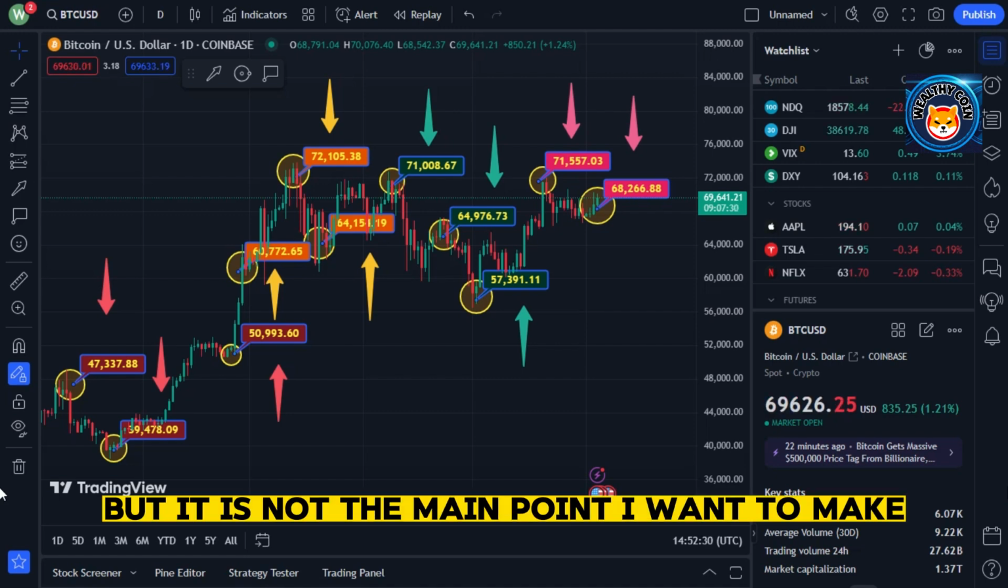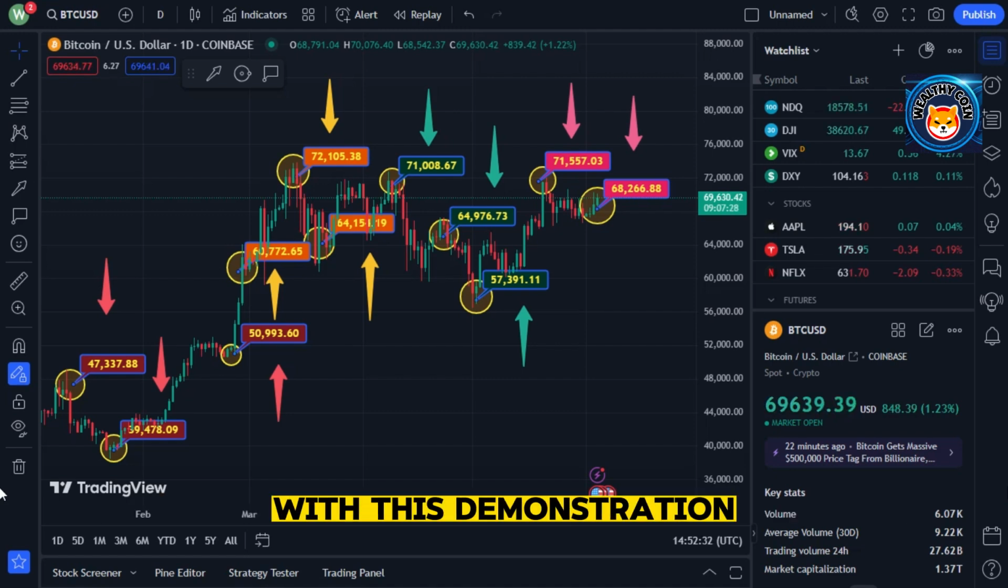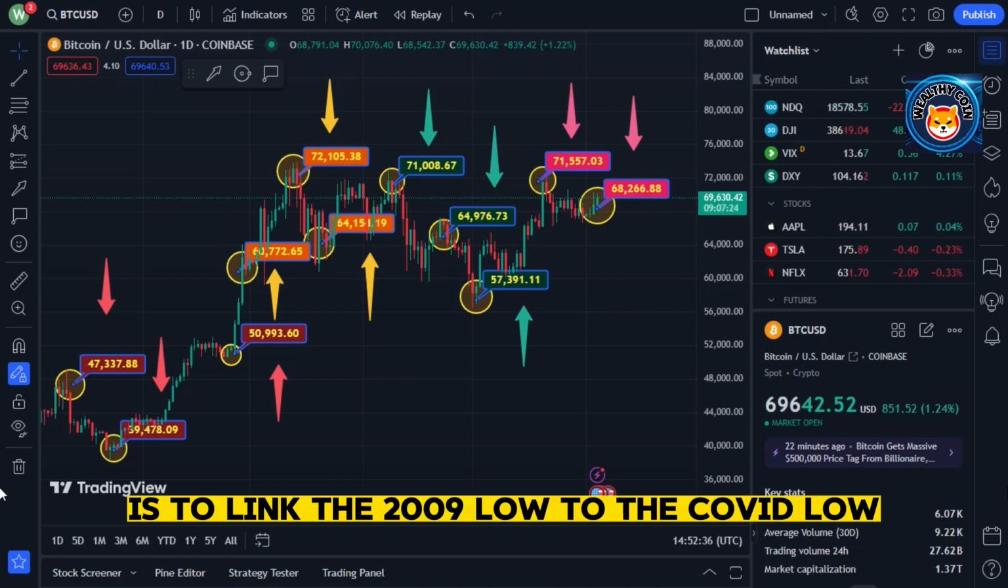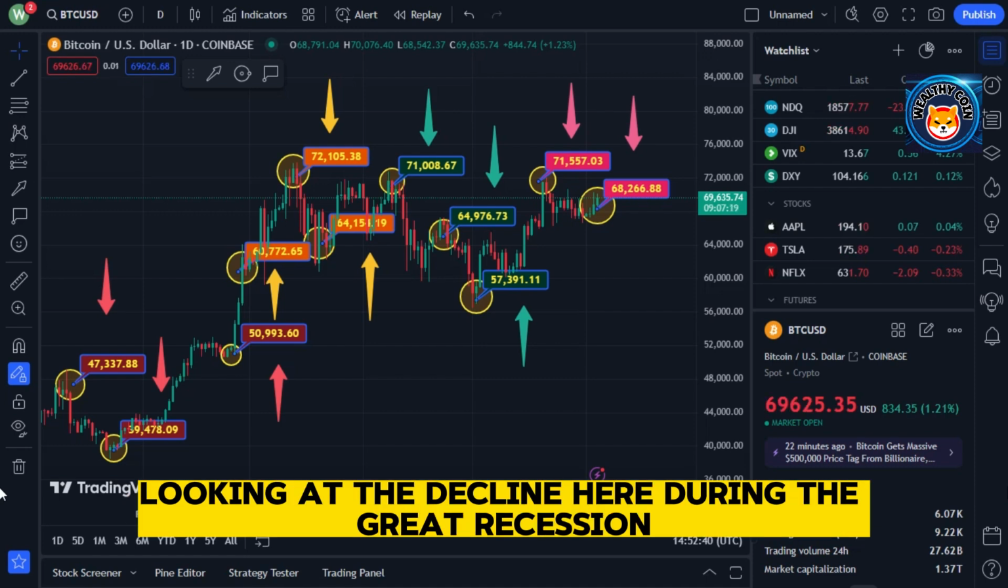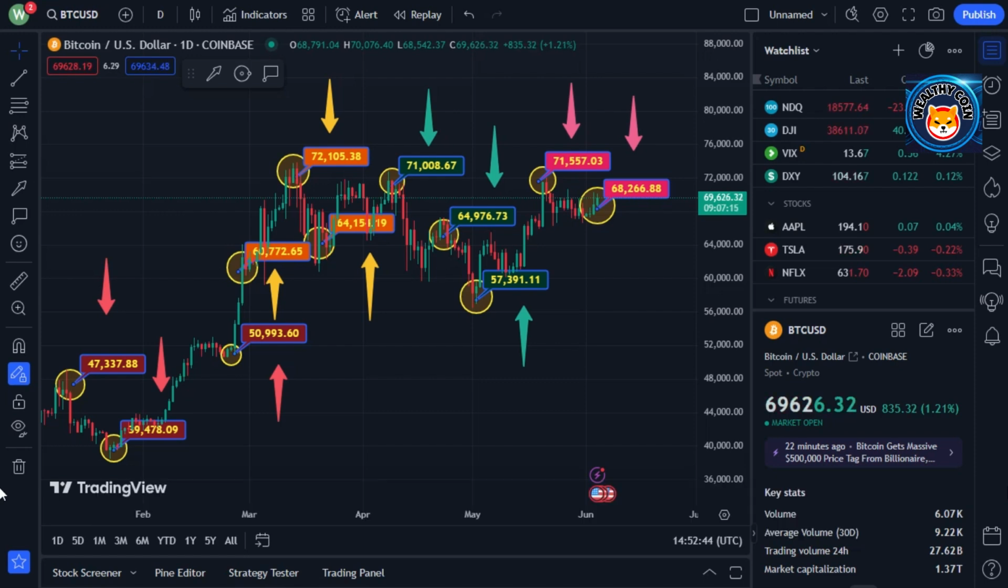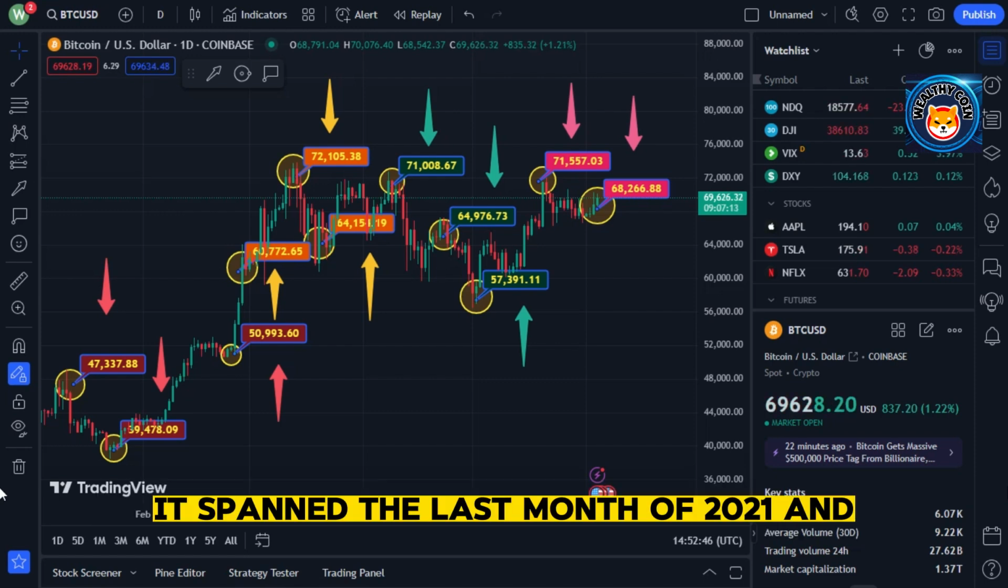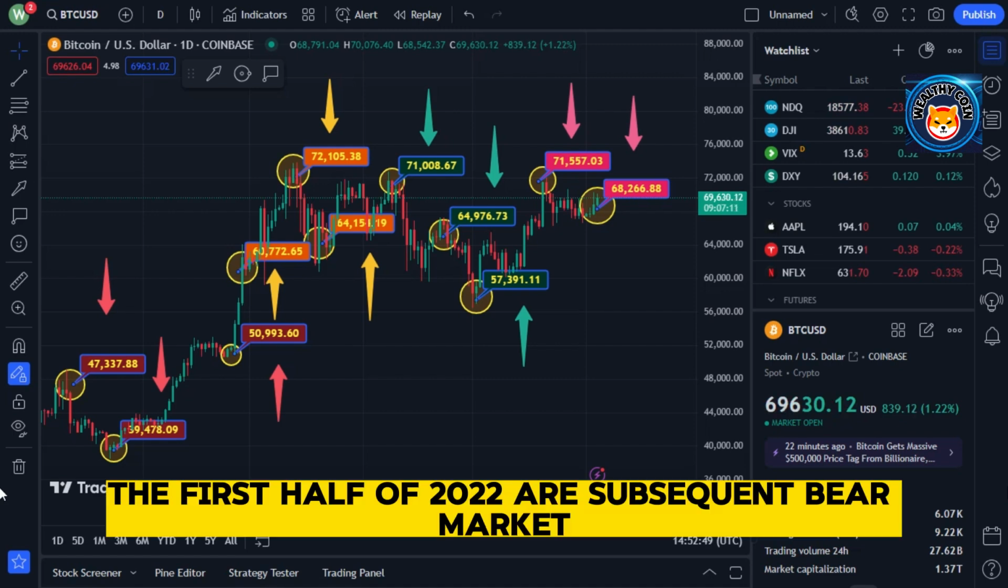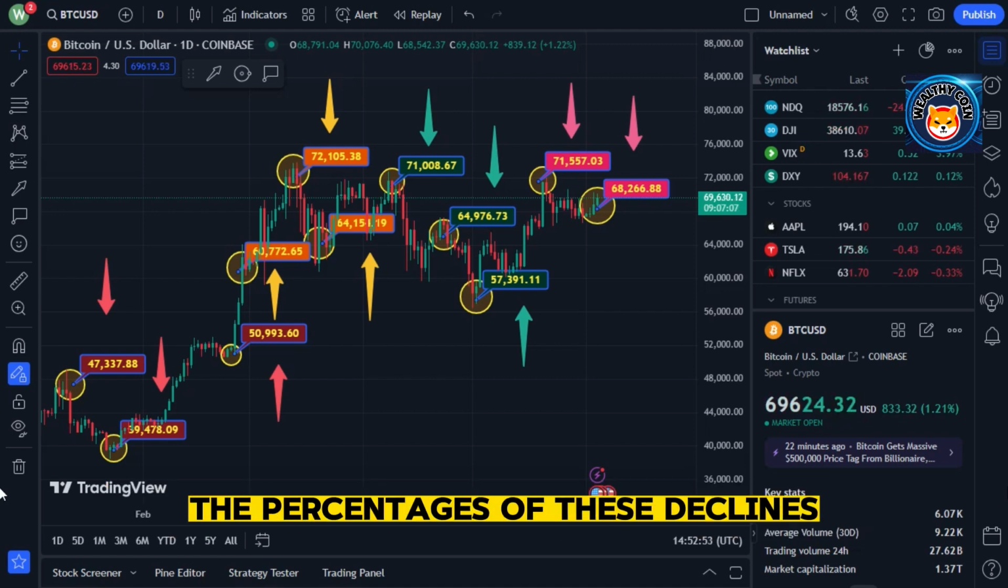We will discover it, but it is not the main point I want to make with this demonstration. Our next step is to link the 2009 low to the COVID low. Looking at the decline here during the Great Recession and then doing a decline here is what I want to demonstrate to you all on this. It spanned the last months of 2021 and the first half of 2022, our subsequent bear market. We are interested in learning the percentages of these declines.